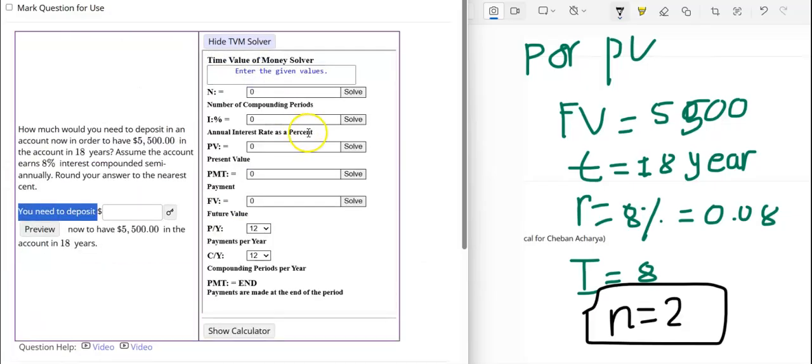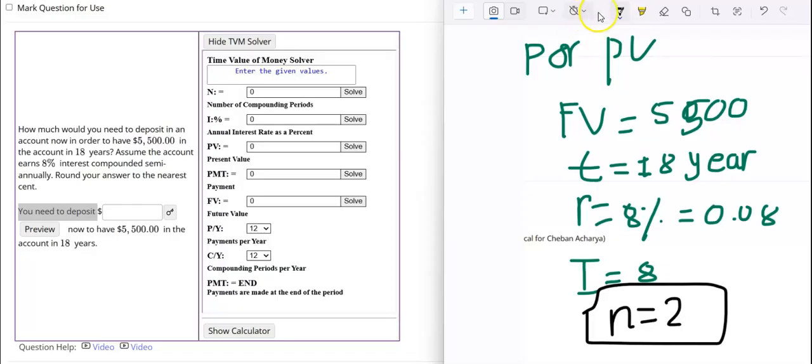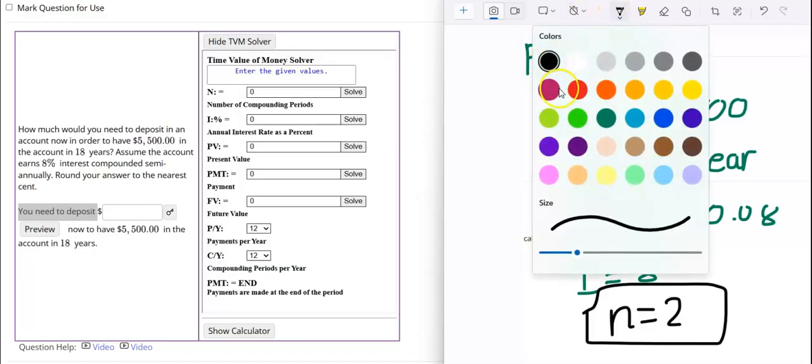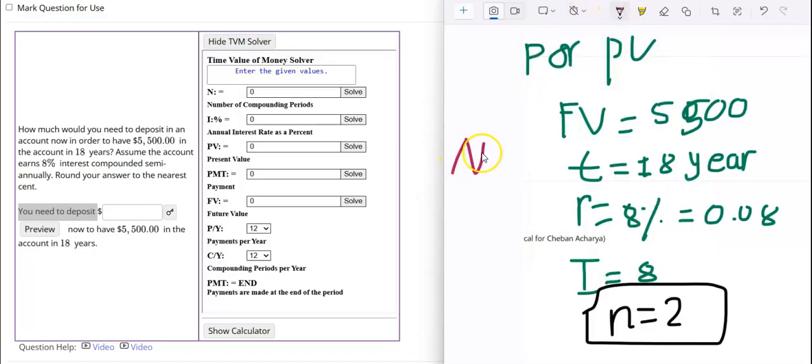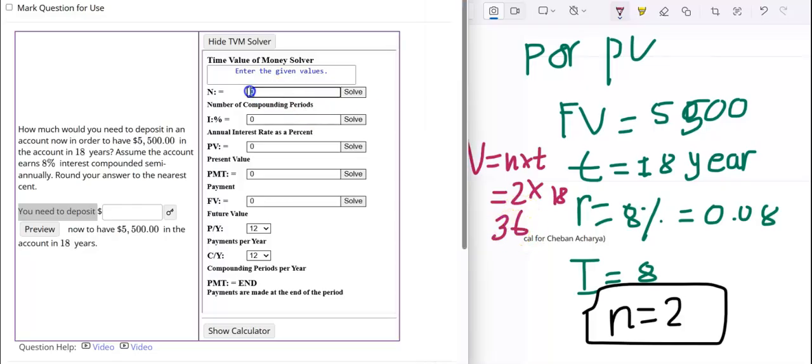Okay, so here you go. For N here, as I mentioned in the previous video, uppercase N equals lowercase n times t. That's how you find uppercase N. Lowercase n is 2 times t, t is 18, so it's going to be 36. So uppercase N is 36 here. I put 36 here. I percent is going to be 8 here.